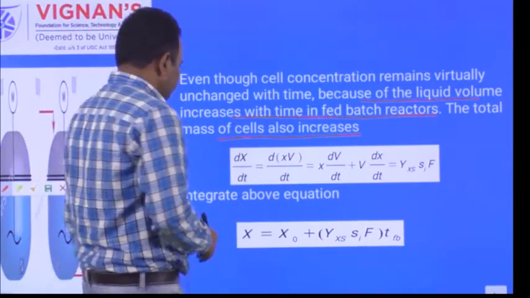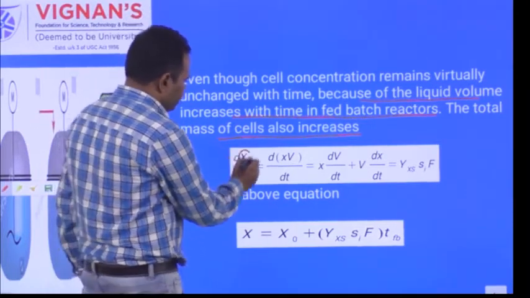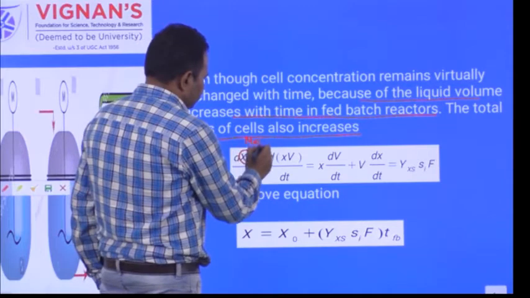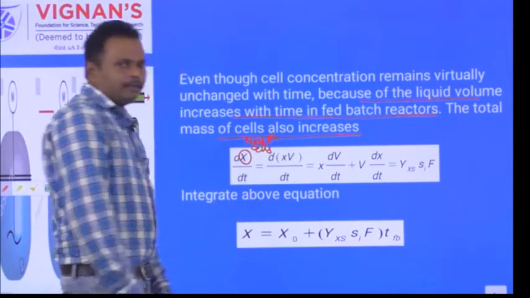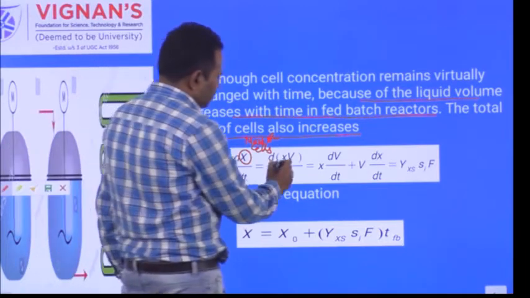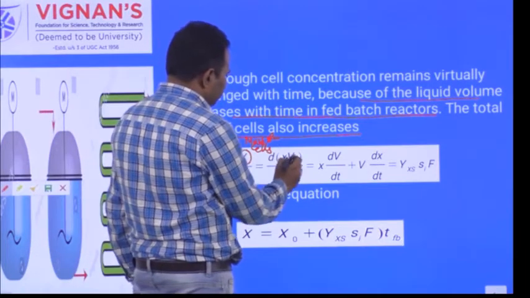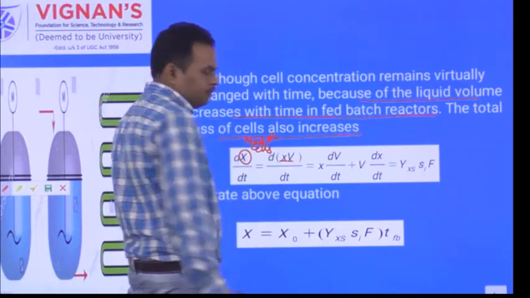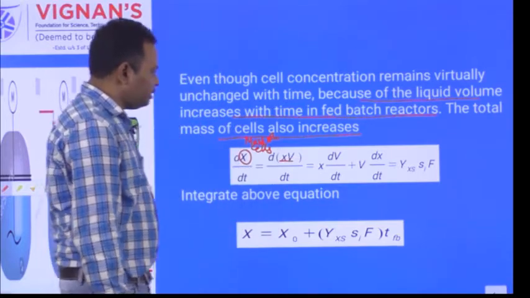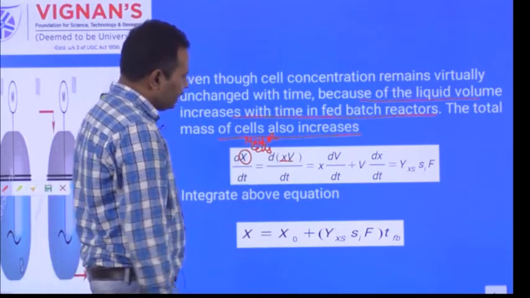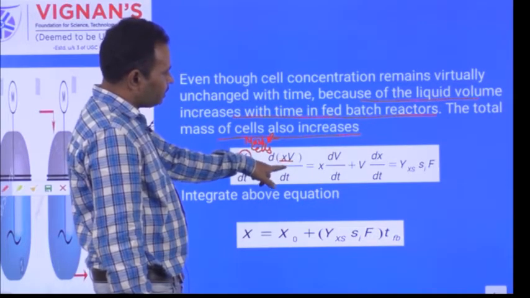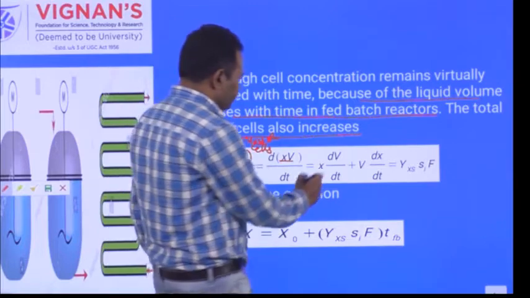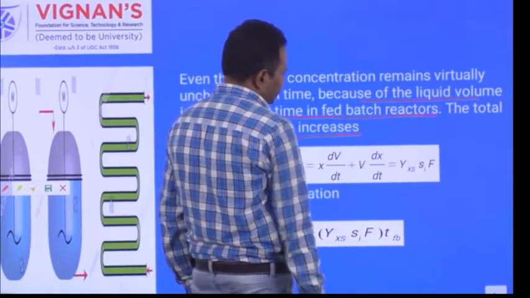So this can be written as d by dt of X, where capital X is the mass of the cells. The mass of the cells can be written as the cell concentration times V. Now, the cell concentration is constant. Otherwise you would apply the UV rule, but here we are assuming the cell concentration is constant. This can be written as x times dV by dt plus V times dx by dt.